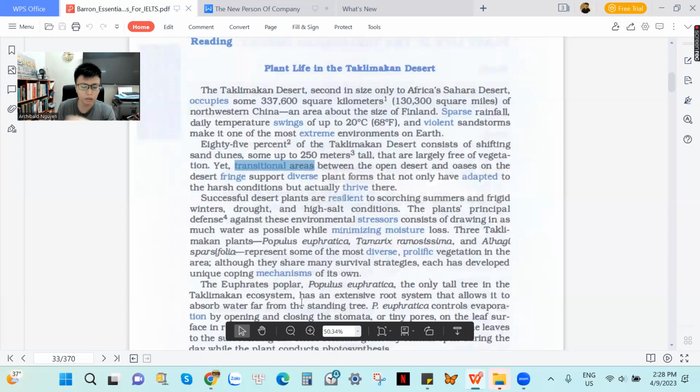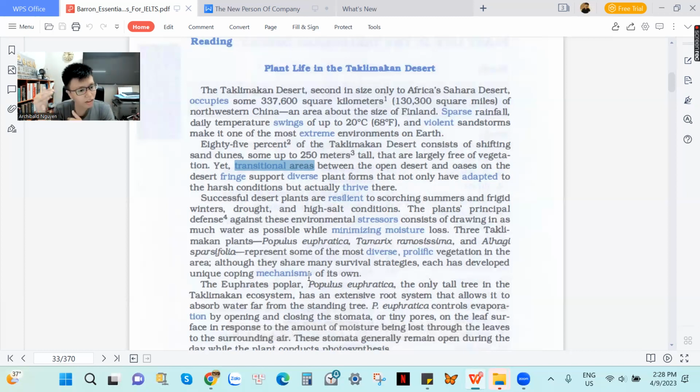Transitional areas means the moving areas. Transitional here means when this area becomes a desert, another area is going to become a desert, and the next area is going to become a desert. Another different area is going to become a desert.